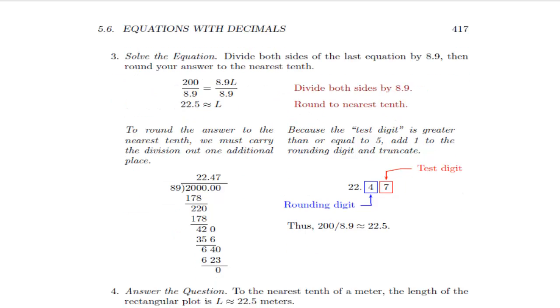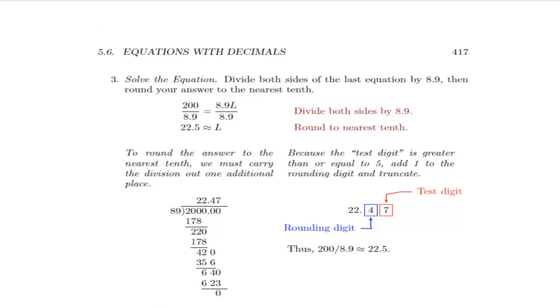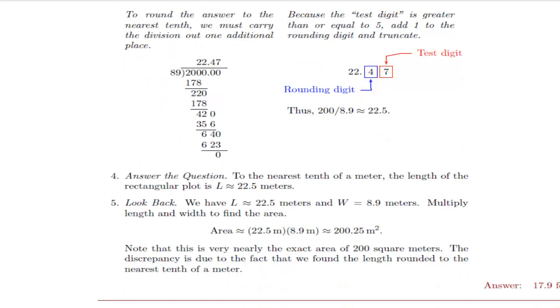To round the answer to the nearest tenth, we must carry the division out one additional place value, so to the hundredths place value, getting us the quotient 22.47. Because the test digit is greater than or equal to 5, add 1 to the rounding digit and truncate. Therefore, 200 divided by 8.9 approximately equals 22.5. 4. Answer the question. To the nearest tenth of a meter, the length of the rectangular plot is L approximately equals 22.5 meters.